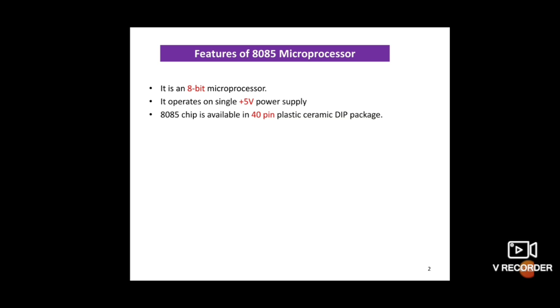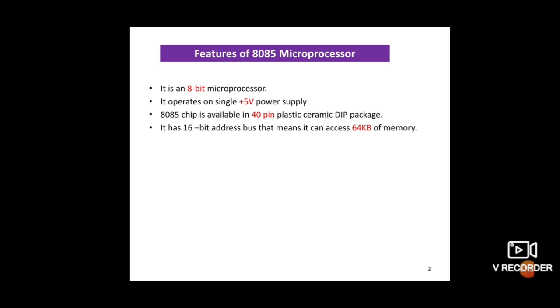Means this IC has 40 pins. These pins we will study in detail later. Now next, it has a 16-bit address bus. That means it can access 64 KB of memory.